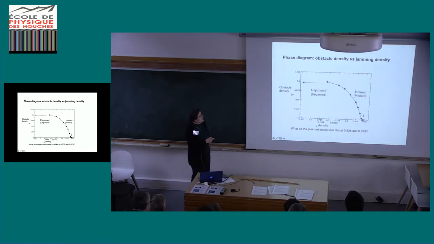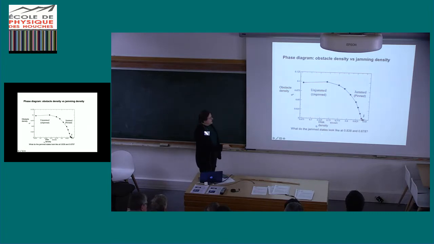And so once we have, in this case, about 10% of the disks pinned down, we can always get the system to stop flowing, even as we drop the disk density well below jamming. So this is a density of 0.675. This is way below jamming. You wouldn't think I could get things to stop flowing down here. So this suggested to us, well, maybe there's a difference between what's happening up here and what's happening down here.